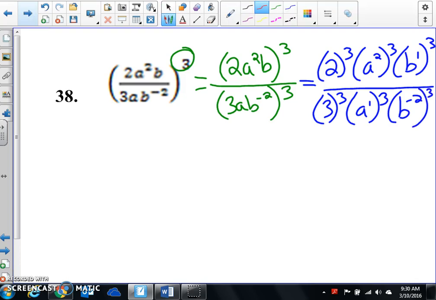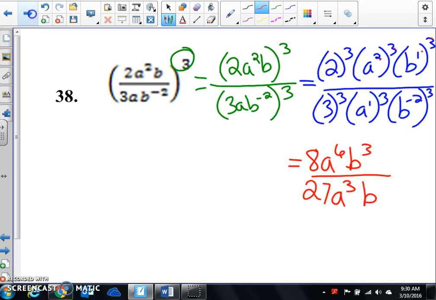All right, 2 to the third is 8. Power to a power I multiply. 2 times 3 is 6. B, 1 times 3 is 3. 3 to the third is 27. Power to a power I multiply. 1 times 3 is 3. Negative 2 times 3 is negative 6.